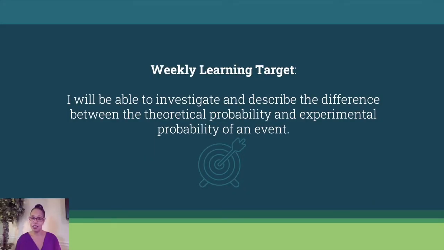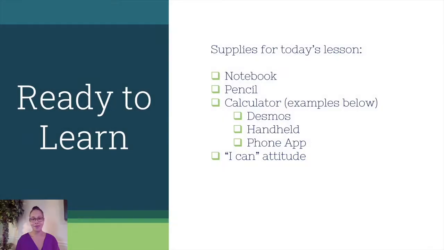Our weekly learning target is to be able to investigate and describe the difference between the theoretical probability and experimental probability of an event. Today you will need your standard math supplies, your notebook, your pencil, your calculator. Again, you can use your Desmos, the handheld, or even your phone app, and of course, your I Can attitude.